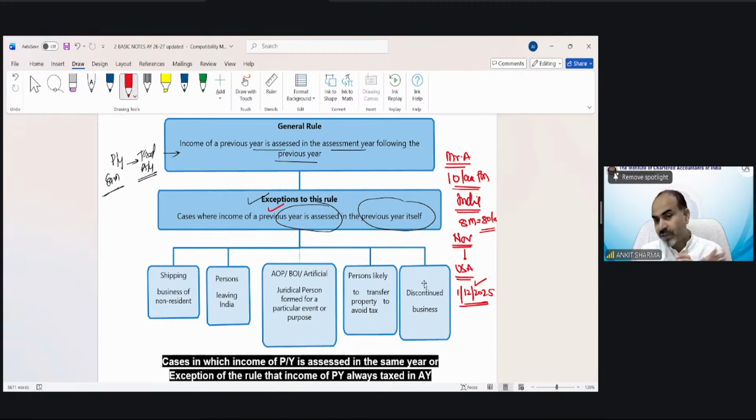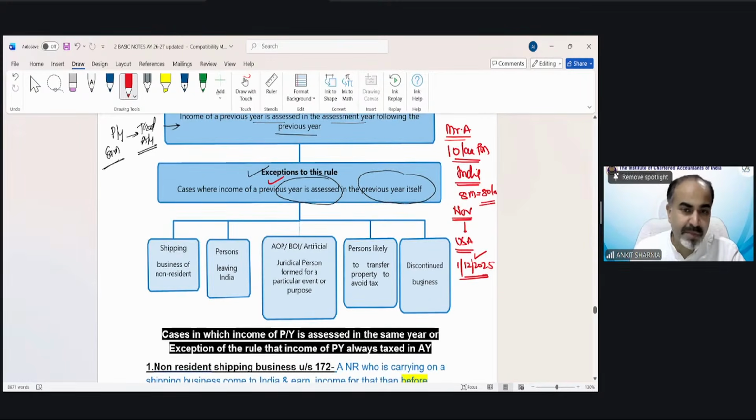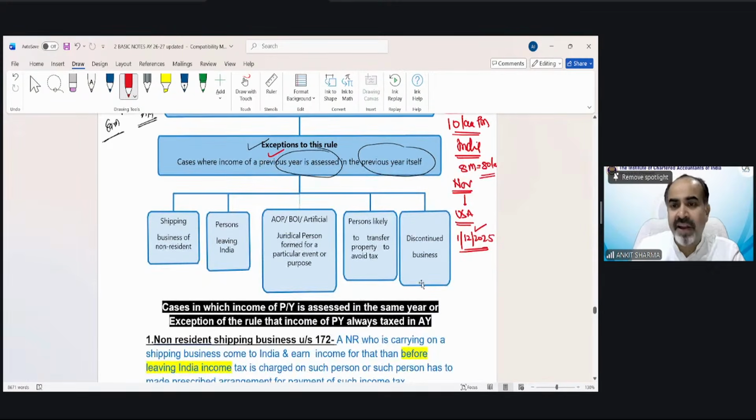In all these 5 things, the basic intention is only this, that the government knows, as we say in Hindi, abhi nahi toh kabhi nahi. So exactly the thing is this, it's now or never. So there are 5 cases. First is shipping business, then person leaving India, the example we have discussed for this case. We are going to discuss all these 5 cases one by one.